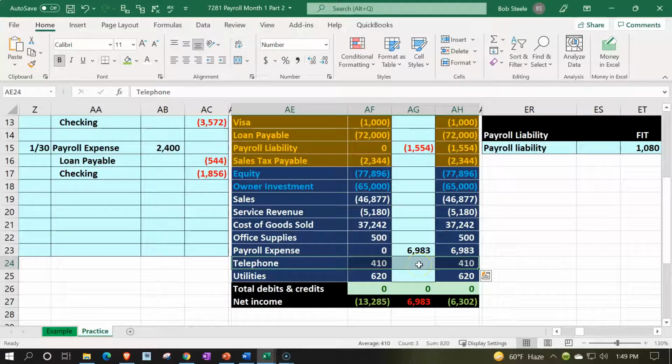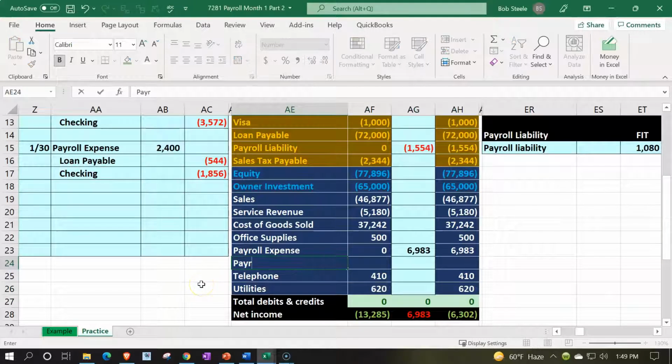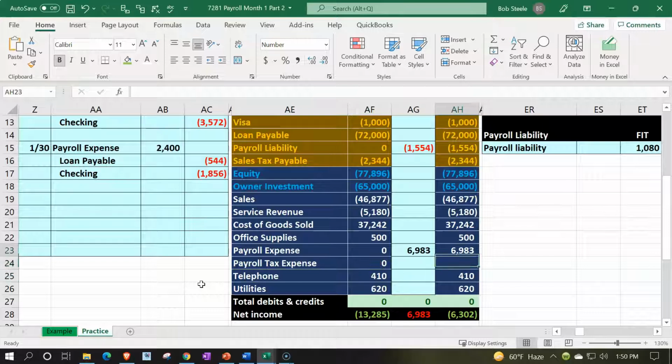So we're going to add another account here. This will be called payroll tax expense. So selecting these 4 cells, right click and insert. Shifting down, we're going to call this payroll tax expense 0, and then copying down the summing across.